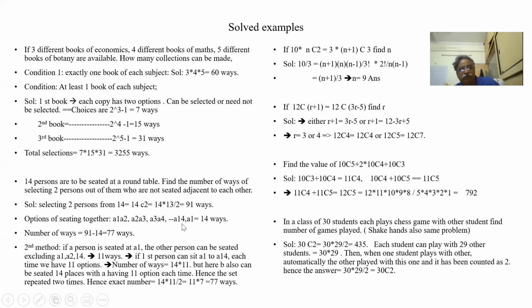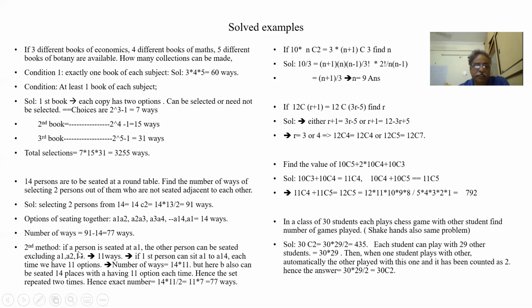Instead of a clock, we now have 14, like a wall clock with 14 digits. So there are 14 ways they can be seated adjacent. Totally, how many ways can we seat them? 14 C2 ways, that is 91 ways. This is the total number of possible ways, and the adjacent ones are not allowed. So the balance is the number of ways they can be seated without having adjacent seats.